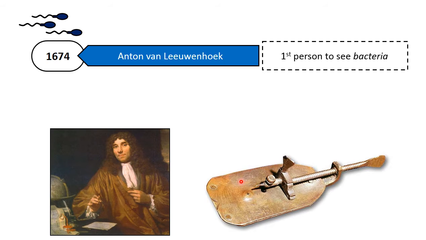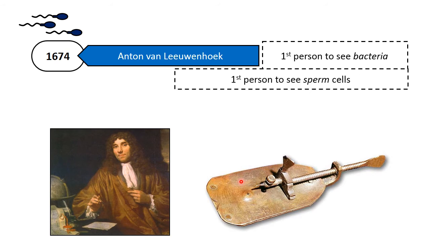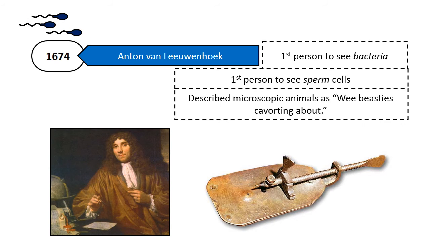Some things about Anton. He was the first person to ever see bacteria, which are incredibly small. He was also the first person to ever see sperm cells wiggling about. With this are some diagrams of sperm cells there. He described microscopic animals as wee beasties cavorting about, and I always liked this. He basically looked at some pond water and saw things swimming around in there.